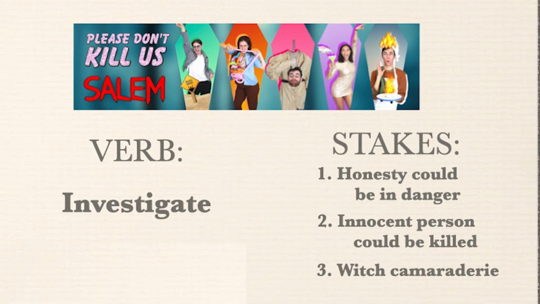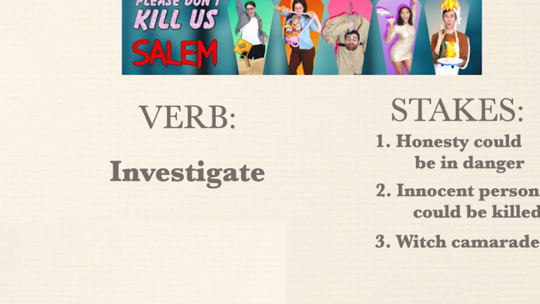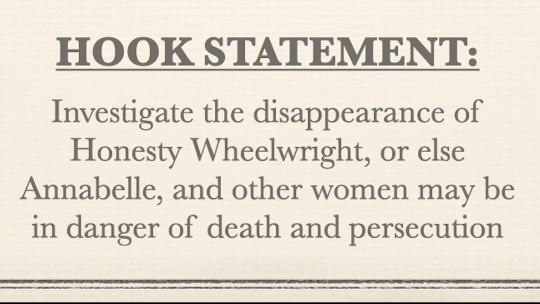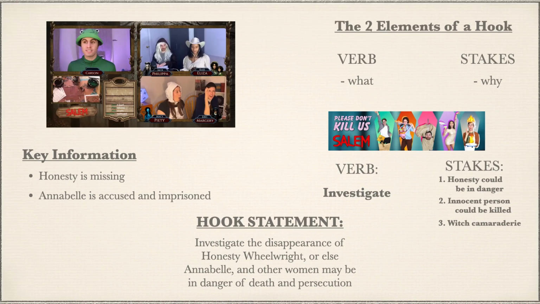And three, the party themselves are mostly witches, so they likely feel an innate desire to protect women being accused of witchcraft. So with these verbs and stakes acknowledged, we can craft a hook statement, which can be stated as, investigate the disappearance of Honesty Wheelwright, or else Annabelle and other women may be in danger of death and persecution. Alright, so now we have our hook statement.